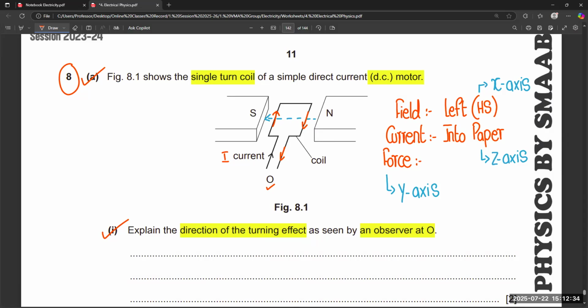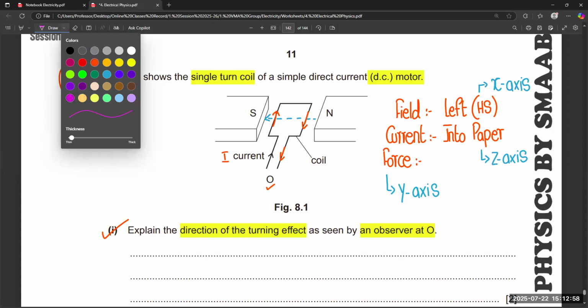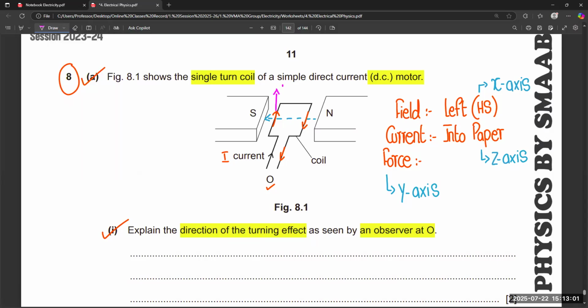Okay, I also shared the orientation of the left hand rule, so you can also check the orientation of the left hand rule. The second finger represents the direction of electric current into the paper, and the first finger is towards the left hand side, and you can see the thumb is pointing upward. So you can see in this diagram force is downward, but now in this diagram force is upward, and from this side force will be downward. It means this is the pattern of rotation, clockwise.